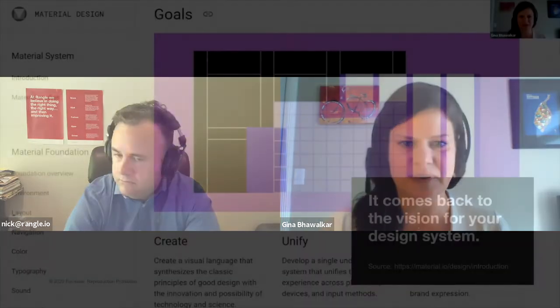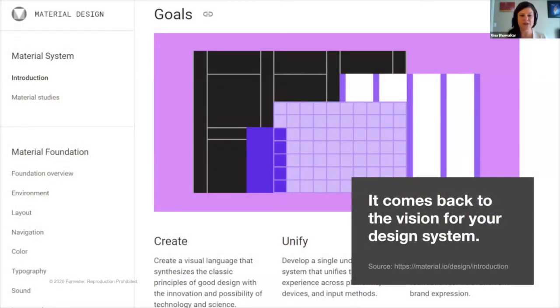go look at this example right now. It's, of course, publicly available. This is from Google Material, one of the most famous design systems. And Google Material's vision, it's really captured in these three goals that they lay out. Number one, it's about creating a visual language that synthesizes the principles of good design. Number two, it's about unifying the user experience.